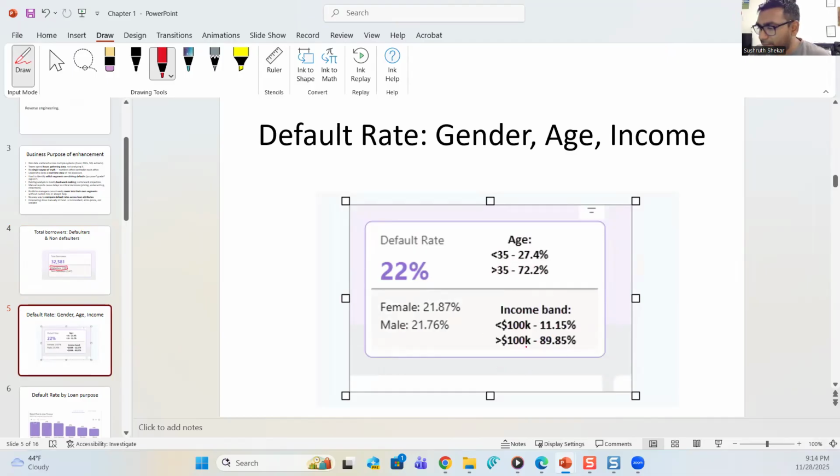So hope this is clear. More than $100,000, 11.15 percent, less than $100,000, 89.85 percent. So if you make less than $100,000, there's a lot of chances that you will default. The probability is high. And if you make more money, you won't default. That's common sense, right? That's what the data is telling us as well.